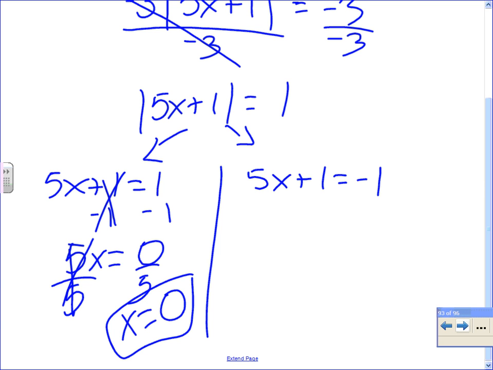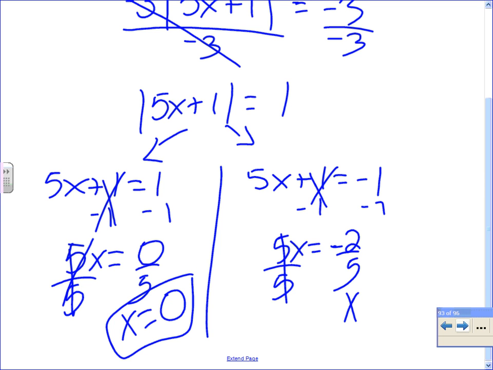Matt B, what's the first thing we do on this side? Good. Minus 1 on both sides. You get 5x equals negative 2. Emily, how do we get rid of the 5? Good. Divide both sides by 5. So Robert, can negative 2 over 5 be simplified any further? No. So once you checked that on your calculator, you know that cannot be reduced any further. So your second answer is negative 2 over 5.